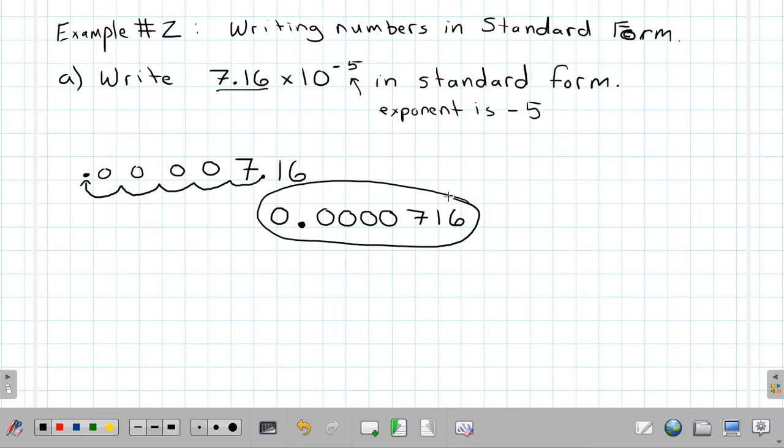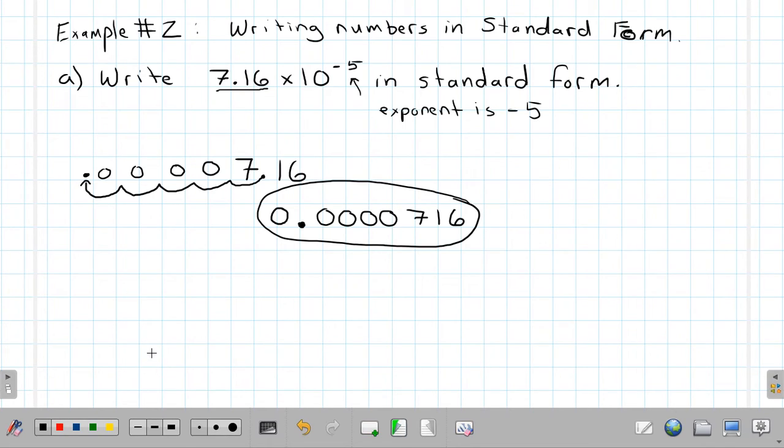Once again, write down the number up here, in this case 7.16. Figure out the exponent is -5. That means we're going to move the decimal to the left 5 spaces: 1, 2, 3, 4, 5. Fill in the blanks with zeros, and then you have your number in standard form.